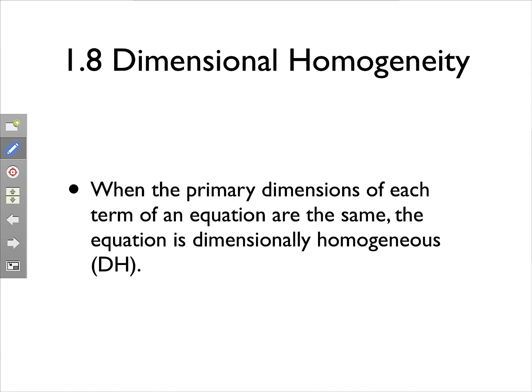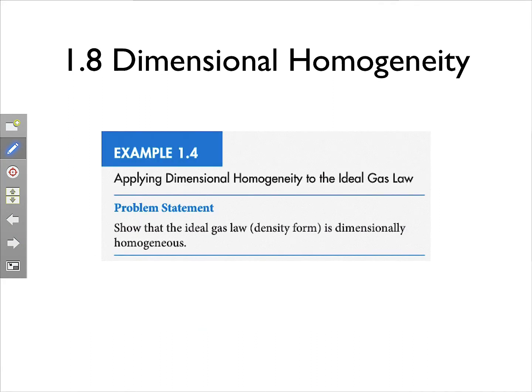We'll return to this, I think, in Chapter 8. When the primary dimensions, remember, these are the fundamental dimensions, the SI dimensions, the mass, length, time, temperature, of each term of an equation are the same, the equation is dimensionally homogeneous. And you're going to do a problem like this in your homework to determine if the terms in the Bernoulli equation actually are dimensionally homogeneous. And we'll just do a simple example of this.